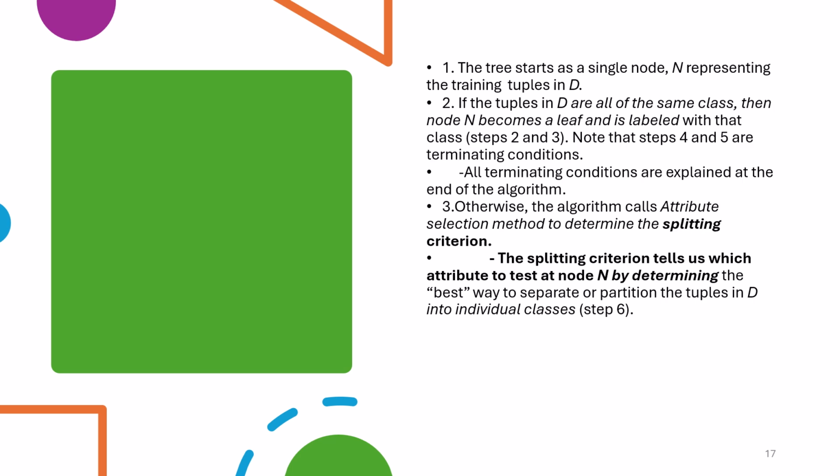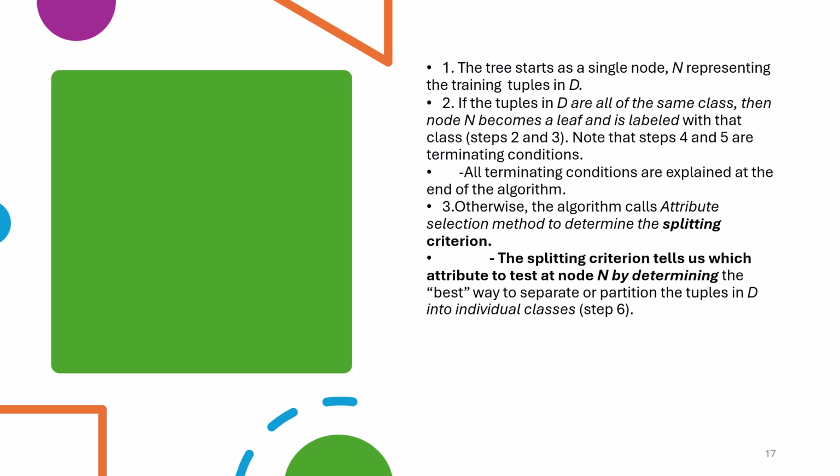The tree starts as a single node, n, representing the training tuples in dataset D. If the tuples in D are all of the same class, the node n becomes a leaf and is labeled with that class. Note that steps 4 and 5 are terminating conditions. All terminating conditions are given in the algorithm. Otherwise, the algorithm calls attribute selection method to determine the splitting criterion.